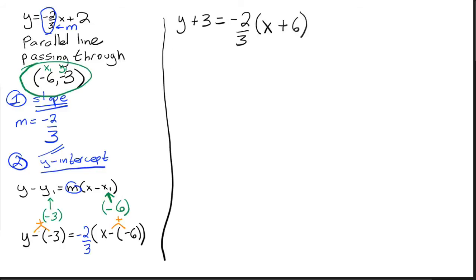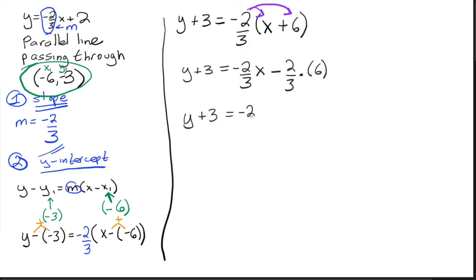Okay, now we're going to use the distributive property on the right side. So I'll distribute the -2/3, and so then I have y plus 3 is equal to -2/3 times x minus 2/3 times 6. Okay, and now I need to simplify. So the left side I'm just going to leave it alone for now. So y plus 3 equals -2/3 x, and I want to simplify the 2/3 times 6.